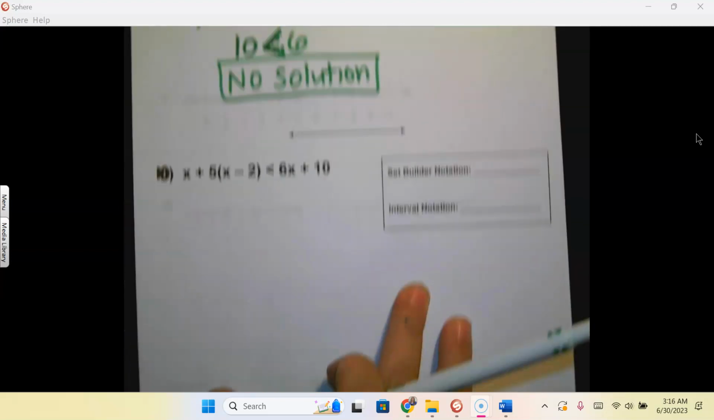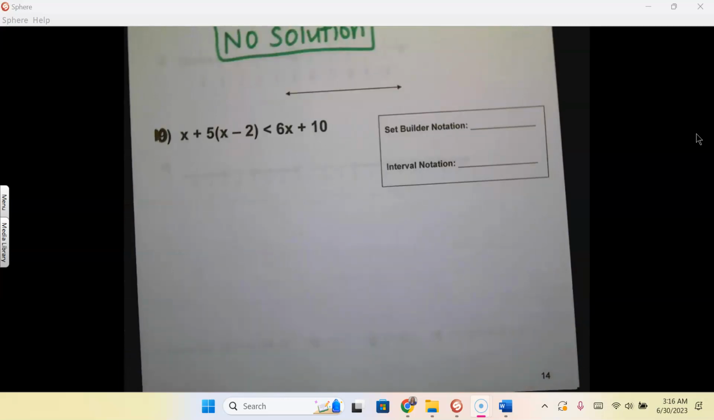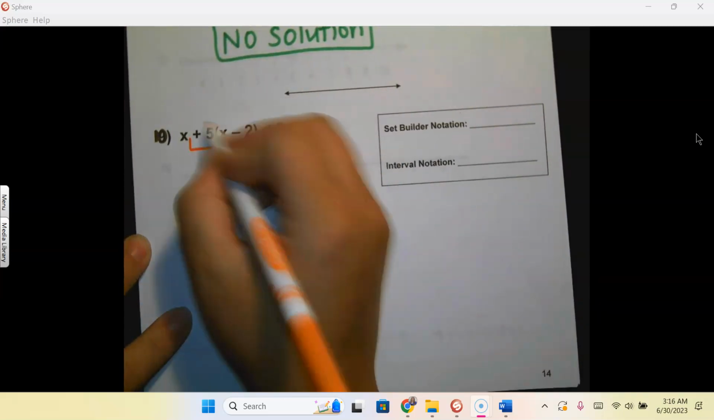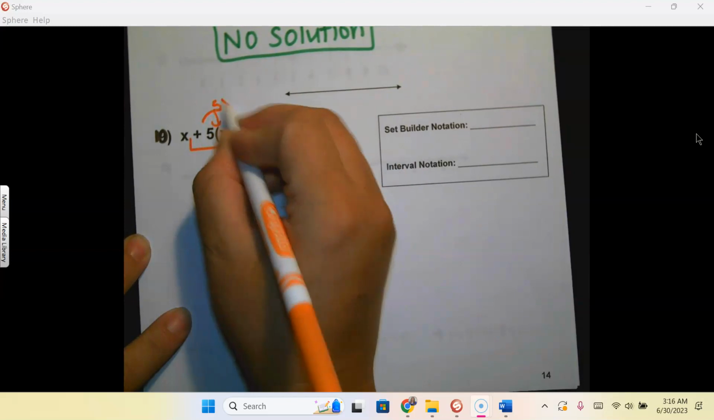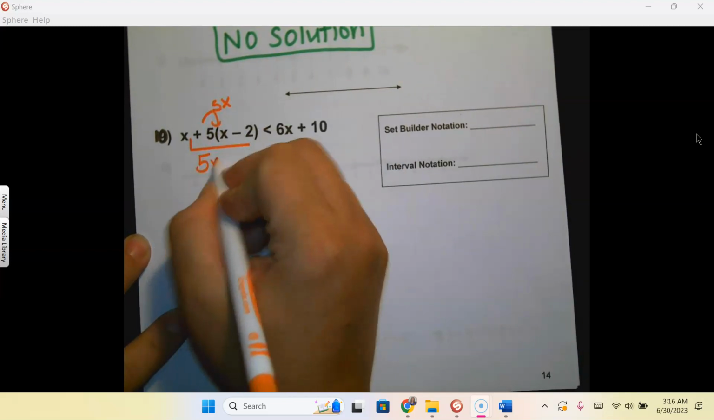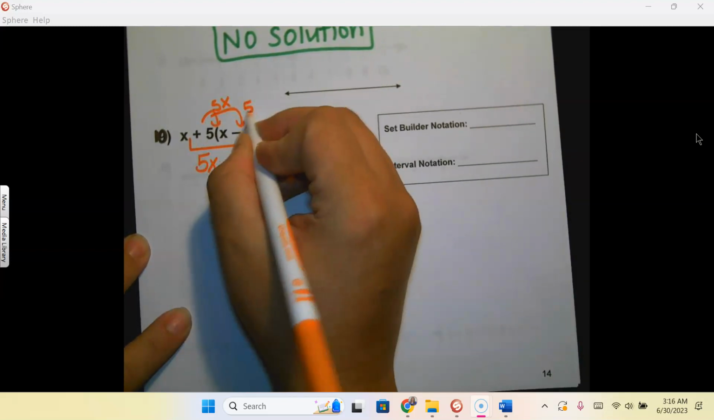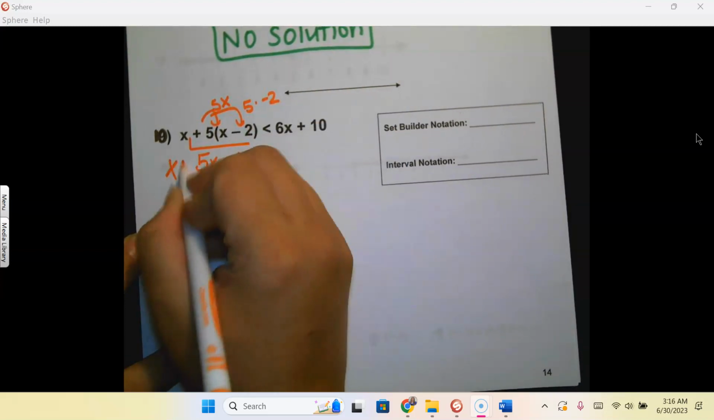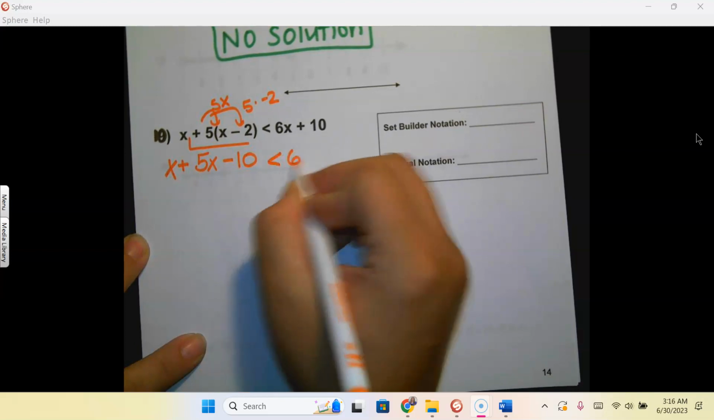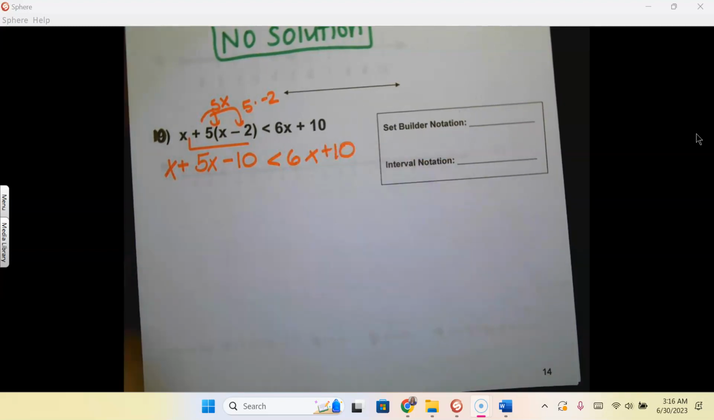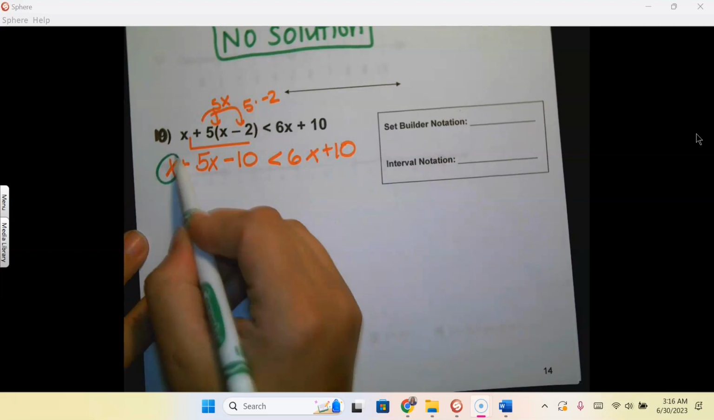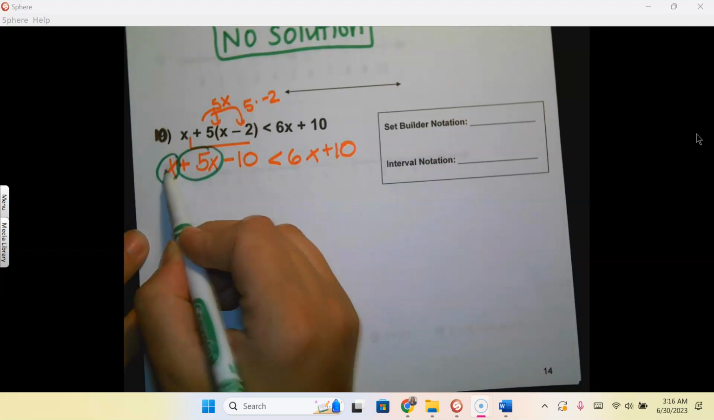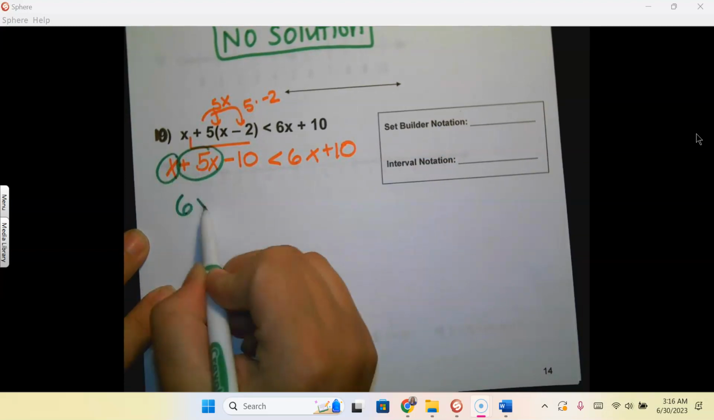Okay, so let's go ahead and try this next one here. So we're going to go ahead and simplify. So this is 5 times x, and then we have 5 times negative 2. Bring down this x here. And then we're going to combine our like terms here. So 1x plus 5x is 6x.